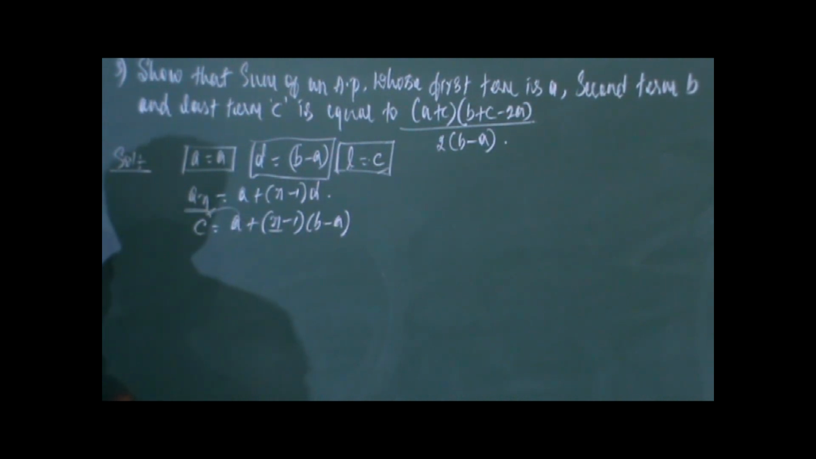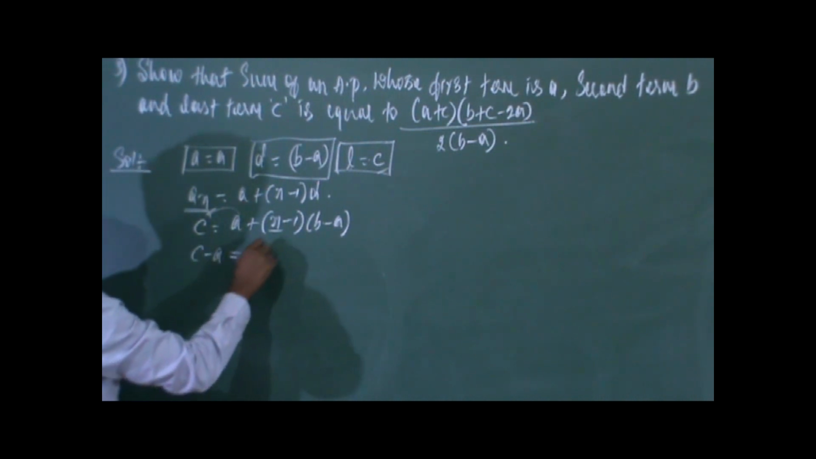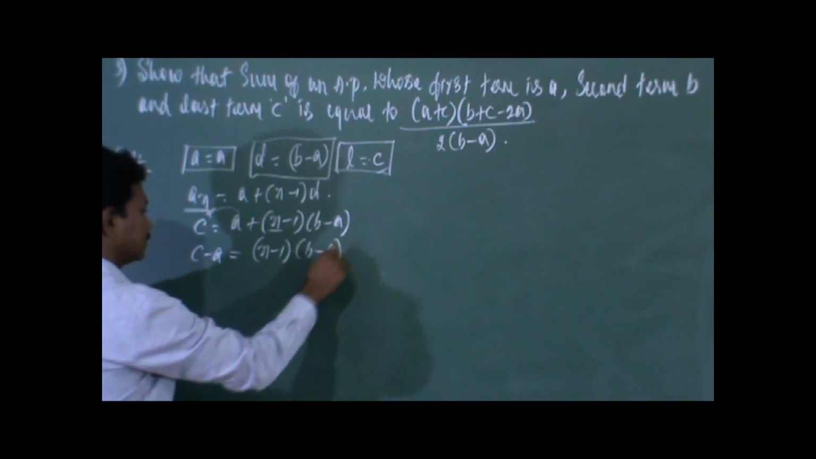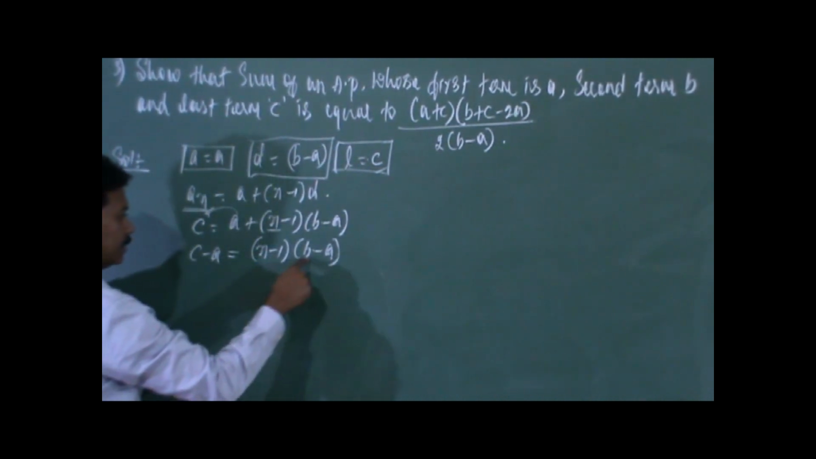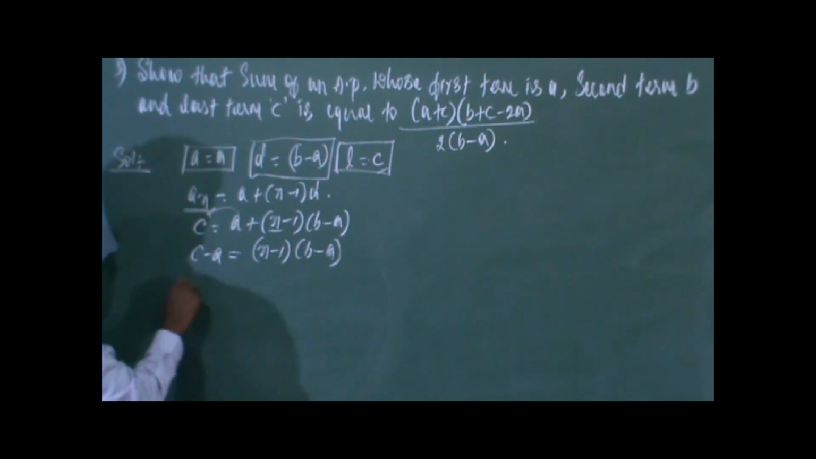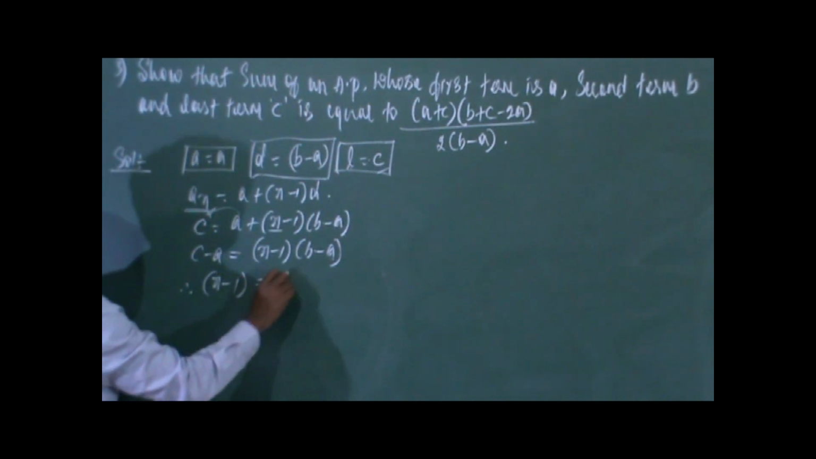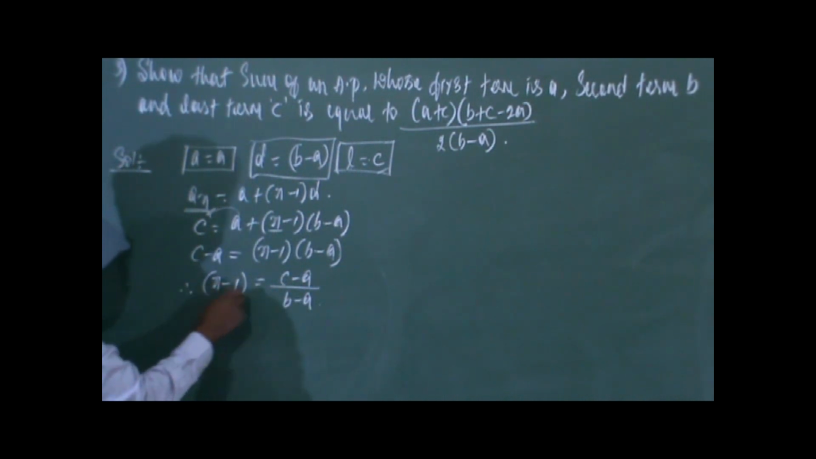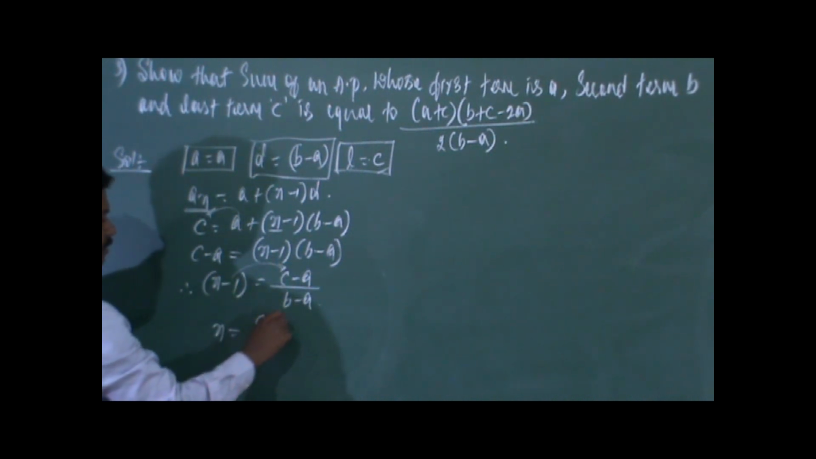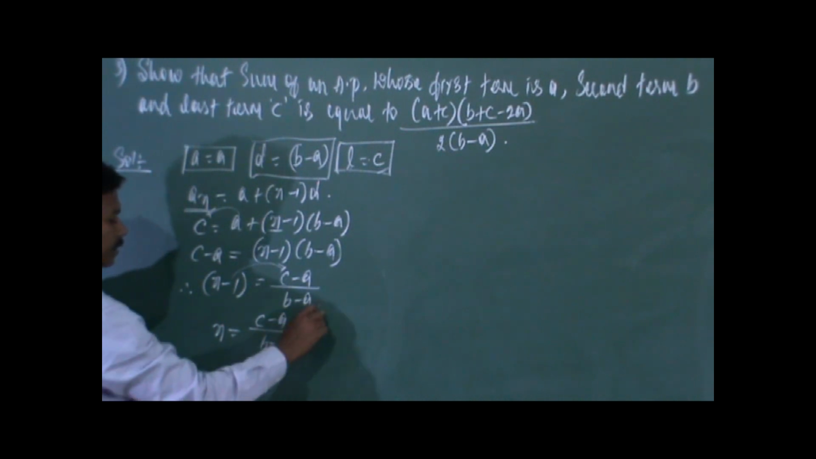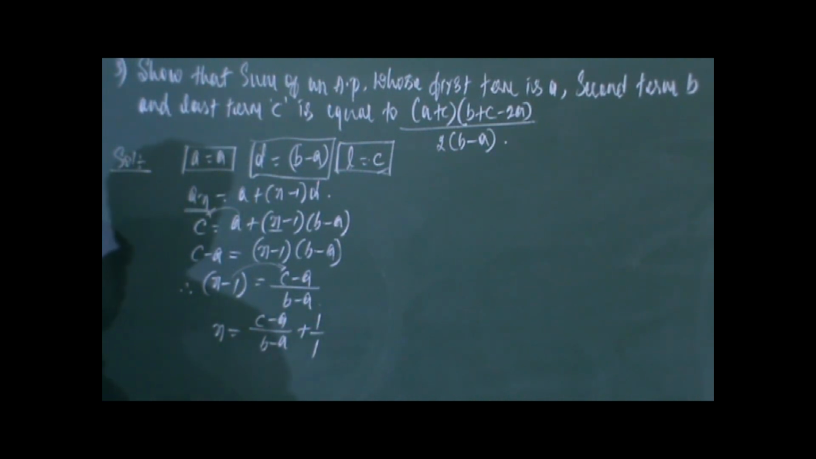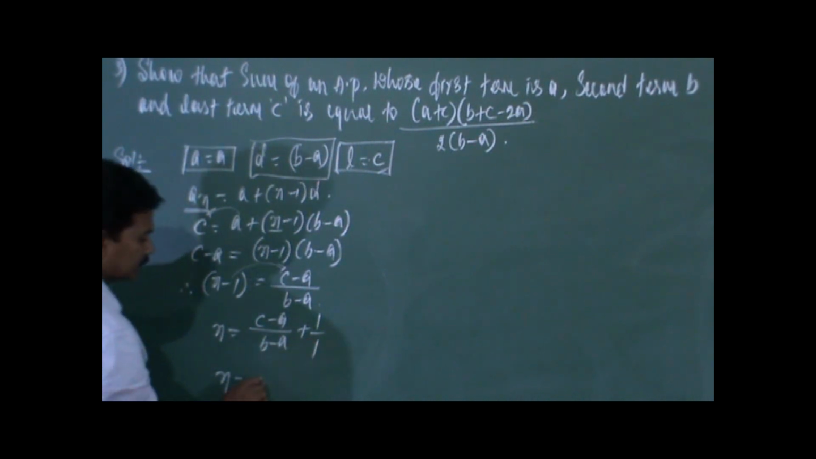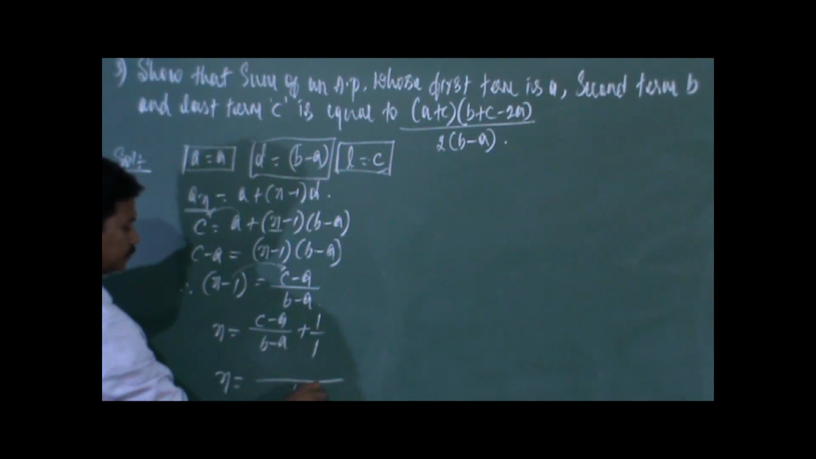So transpose A to the LHS, so that becomes C minus A, which is equal to n minus 1 into B minus A. As we need n here, therefore transpose B minus A to the denominator. So therefore n minus 1 is equal to (C minus A) by (B minus A). We need n, here we have only n minus 1. So n is equal to, transpose this minus 1 to RHS. So (C minus A) by (B minus A) plus 1. So by 1 it is understood. So n is equal to, and else for 1 LCM is B minus A.